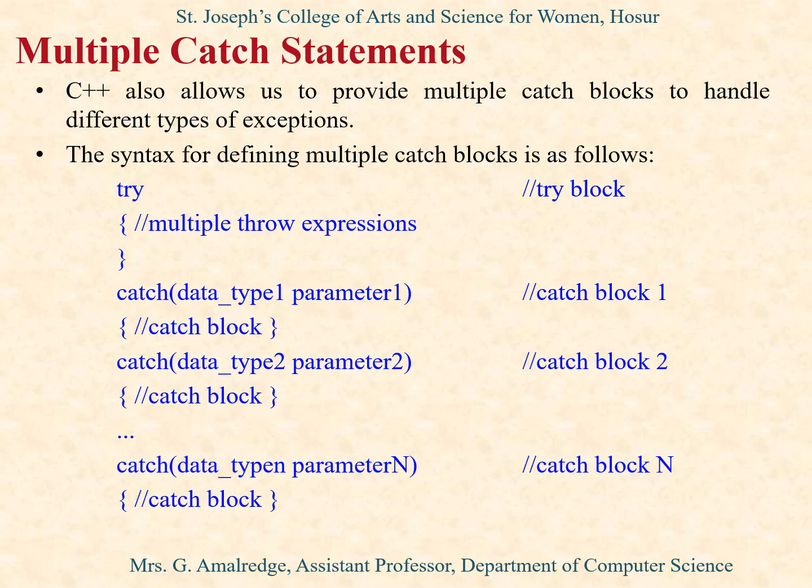Multiple catch statements. C++ allows us to provide multiple catch blocks to handle different types of exceptions. This is the syntax for defining multiple catch blocks in C++. Here, the try block contains the code to be tested, and however many catch blocks we want for our program, we can specify them.